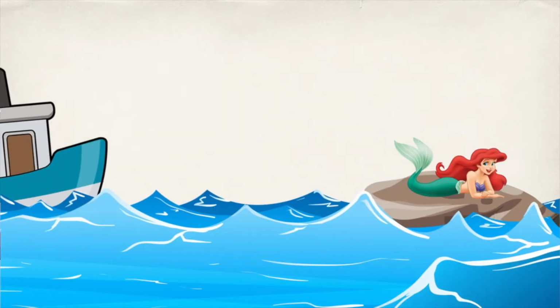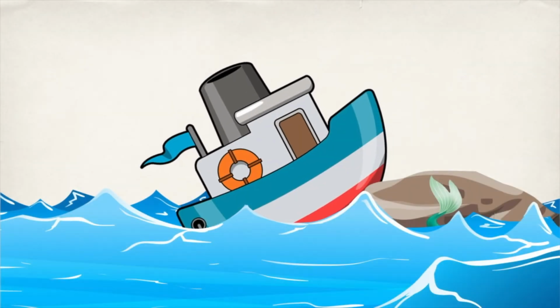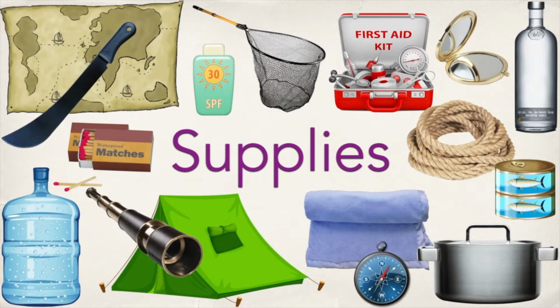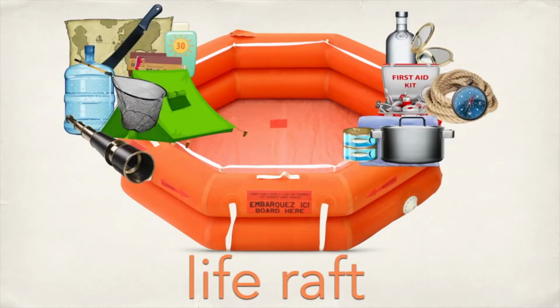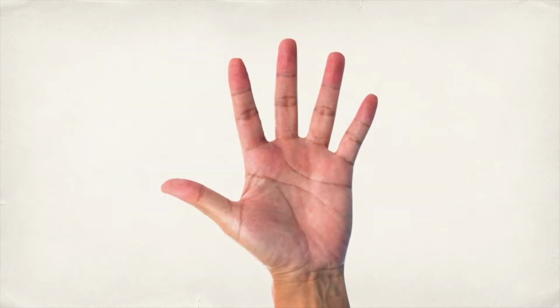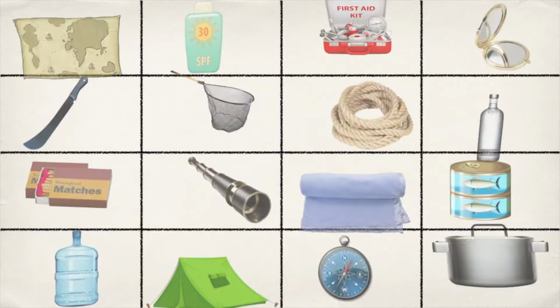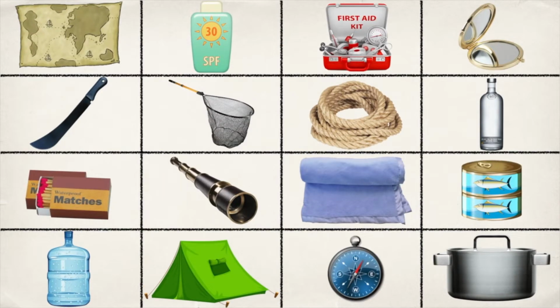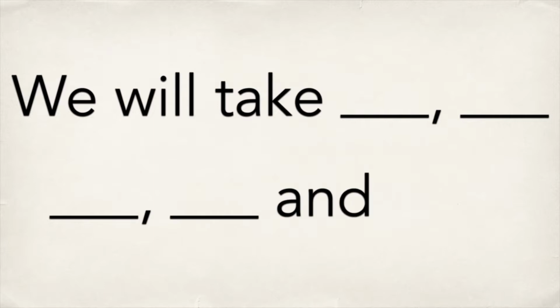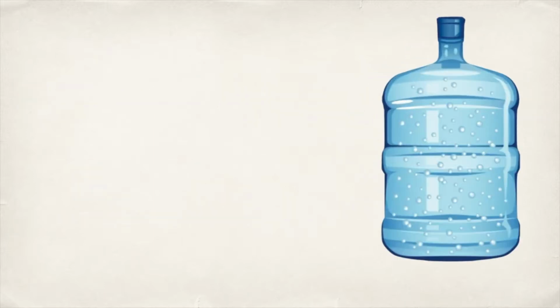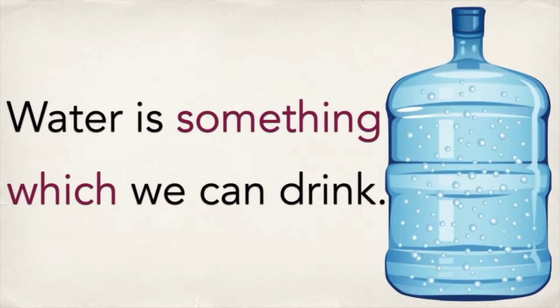Imagine you're on a boat sailing on the sea when you crash into a rock and start to sink. You need to grab supplies and take them with you in the life raft. But you can't take everything. You must choose 5 items. Which 5 items will you take? Write a sentence with your decision and justify each choice using the relative clause.